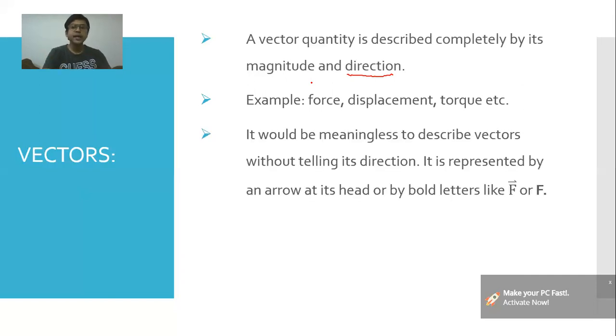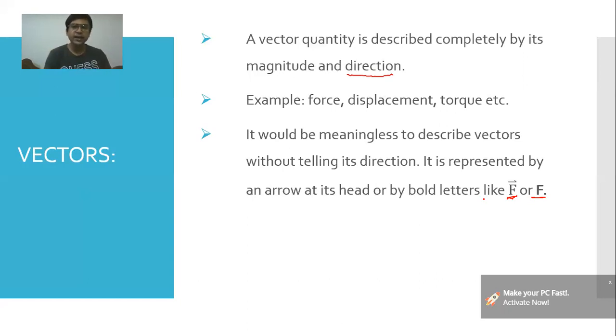It would be meaningless to describe vectors without telling their direction. It is represented by an arrow at its head or by bold letters. For example, if I talk about force, it is represented like this or like this. So what does this mean? It means that whenever we are talking about vectors, it would be meaningless to describe them without telling their direction. Whenever you describe a vector quantity, you should tell its direction too.